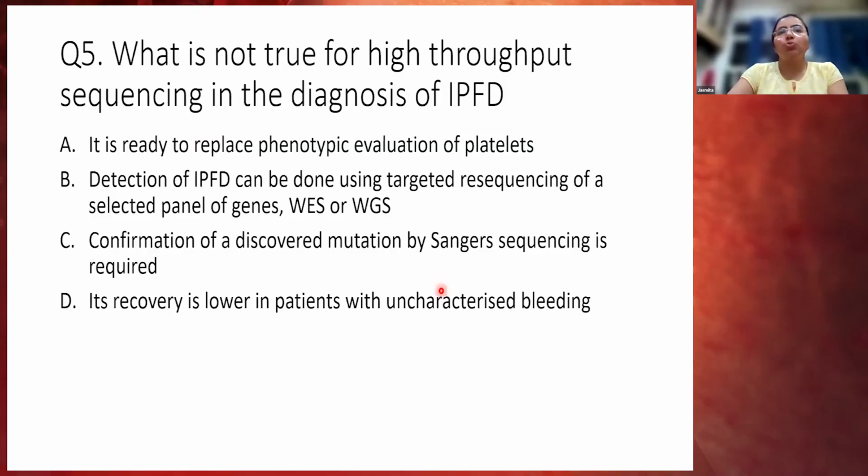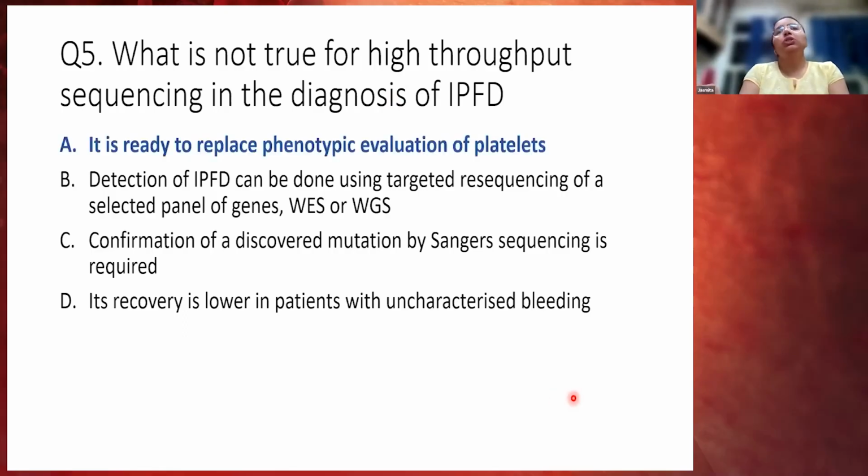So again, I see responses which range from B, C to A. So this is the part where most of us are a little confused. So actually, the correct answer is C. At the present time, it is not ready to replace the phenotypic evaluation of platelets, because in the data that I showed you, clearly patients who don't have a well characterized or definite bleeding disorder indicated by phenotypic testing, the recovery is low.